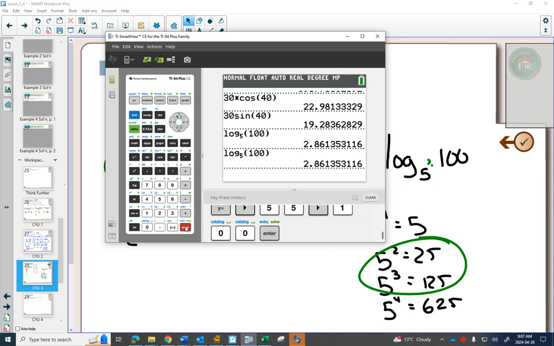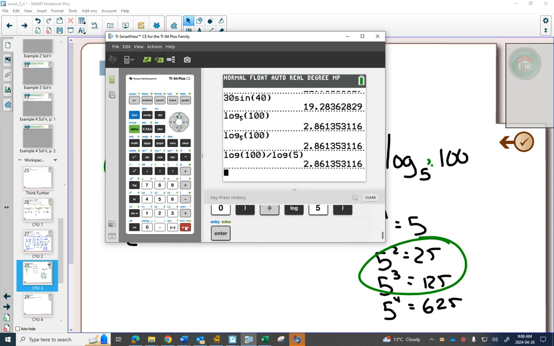However, if you have a scientific calculator or an older graphing calculator, you don't have that log base button. So we're going to learn that on those calculators, we're going to learn why this works later, but if you do log 100 divided by log 5 with just the regular log button and push enter, you get the same answer.